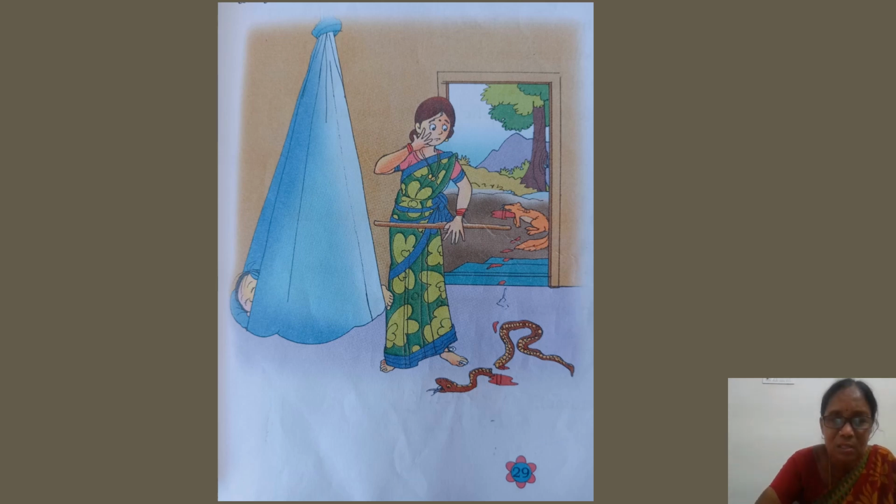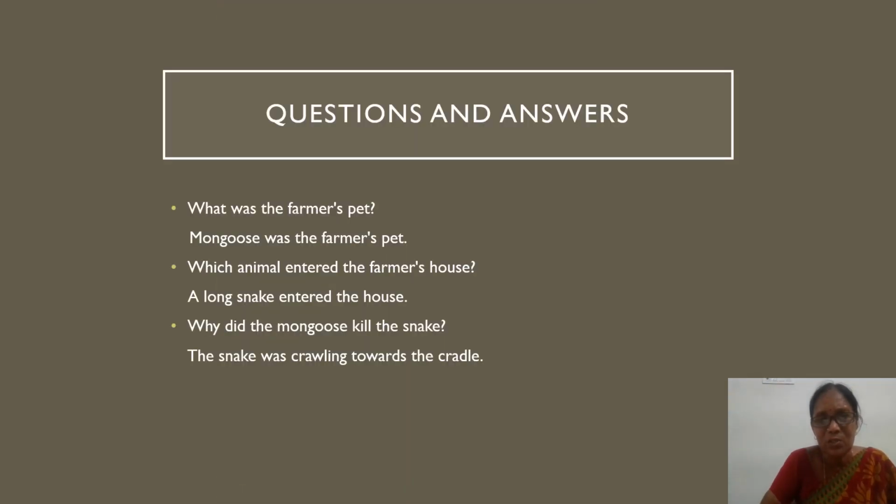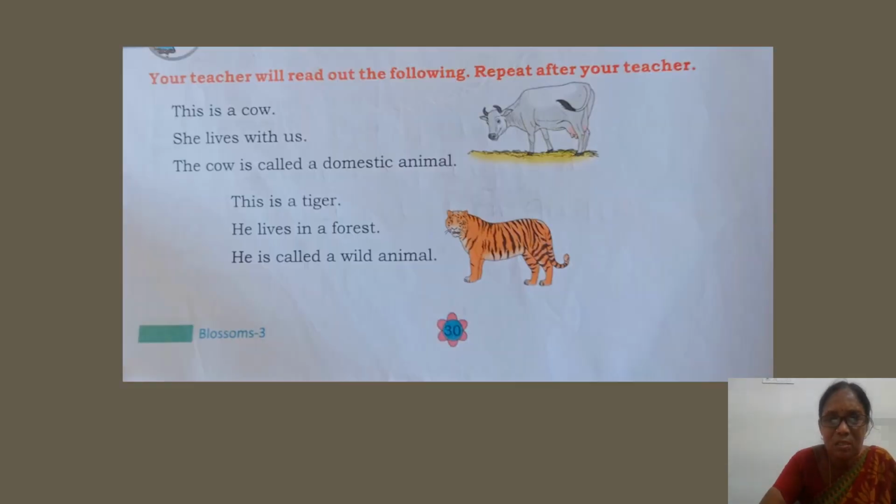Let's move on. Look at the questions. What was the farmer's pet? The mongoose. Which animal entered the farmer's house? A long snake entered. Why did the mongoose kill the snake? It was crawling towards the cradle. It would harm the baby. That is why the mongoose killed it.